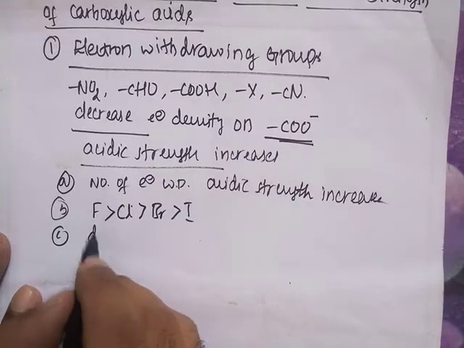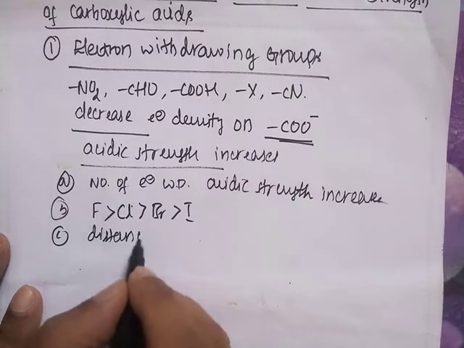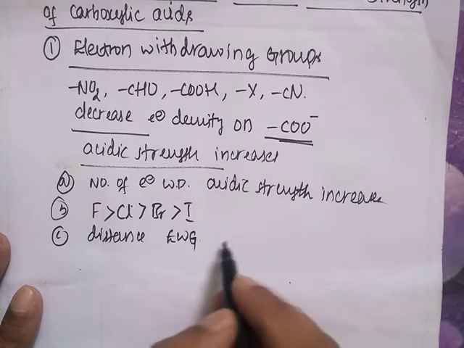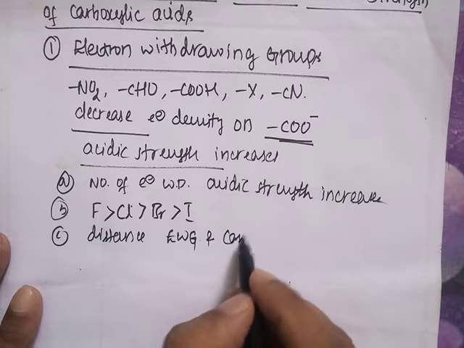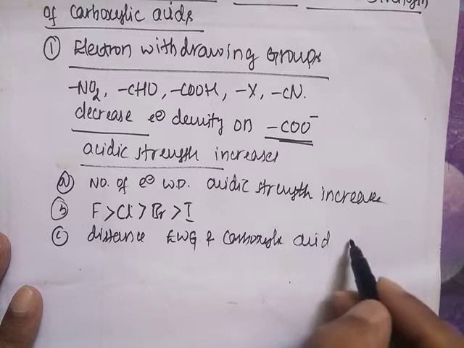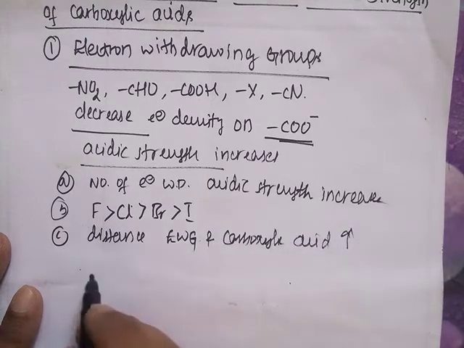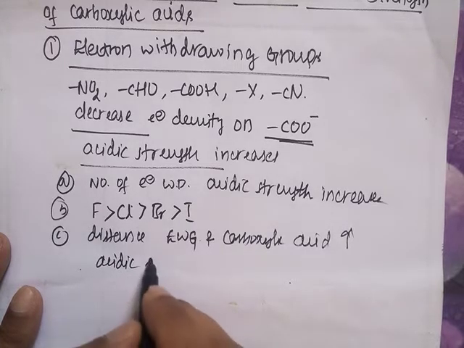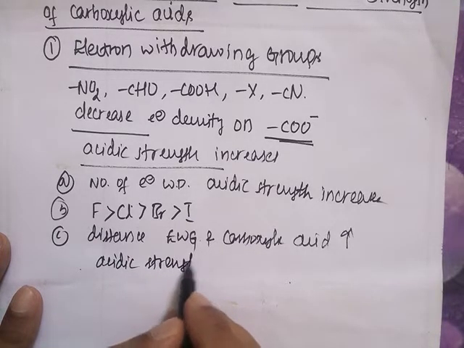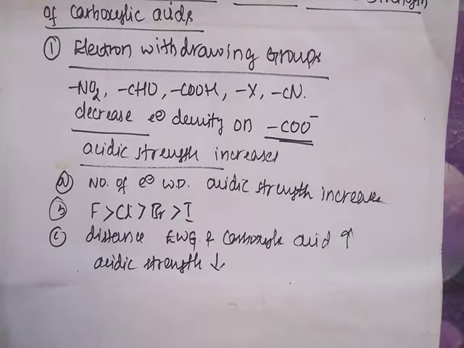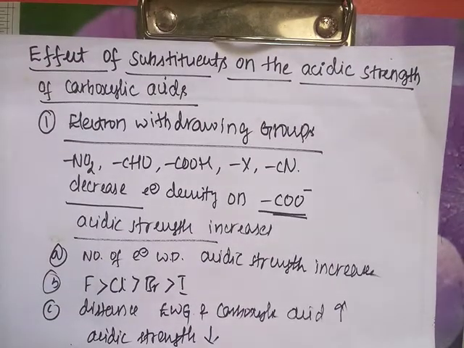As the distance between the electron withdrawing group and the carboxylic acid increases, the acidic strength decreases. So this is the first factor, the electron withdrawing groups.